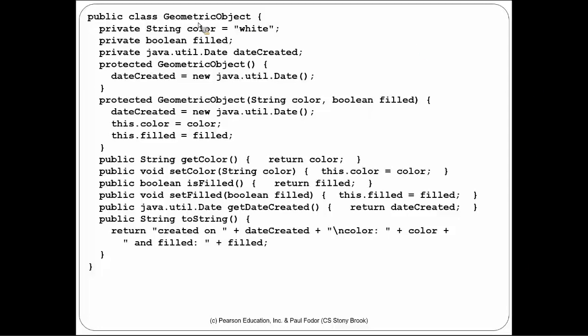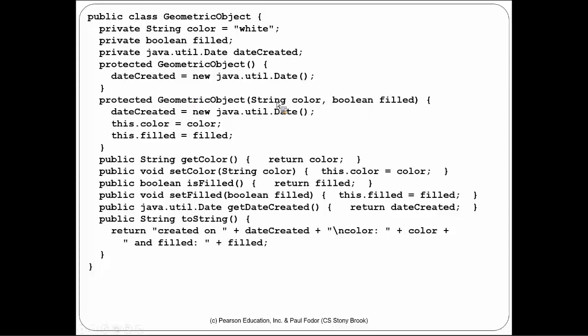So at this point, we declared a class geometric object with all the data fields that we see, which are the three data fields, color, filled, and date created, and the two constructors, one that creates a default geometric object with a color of white and the current date, and another constructor, and filled is false by default.